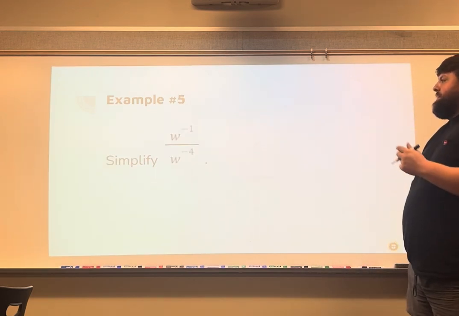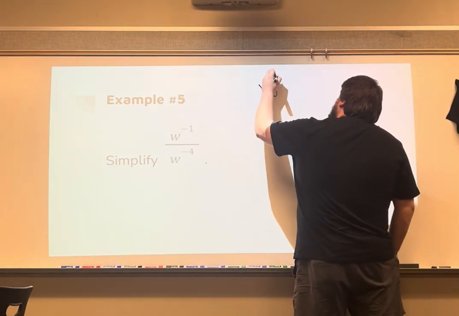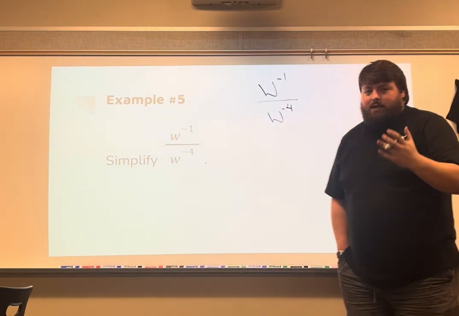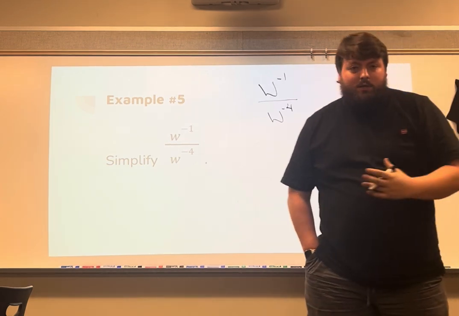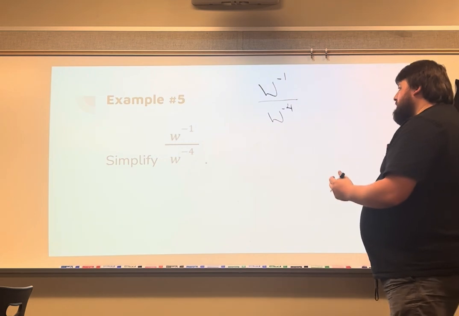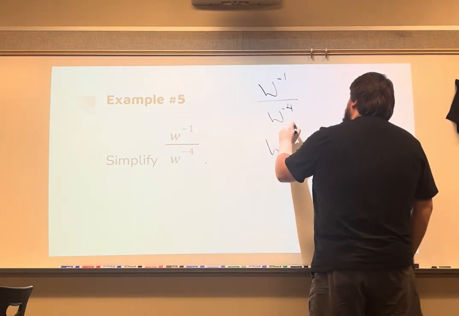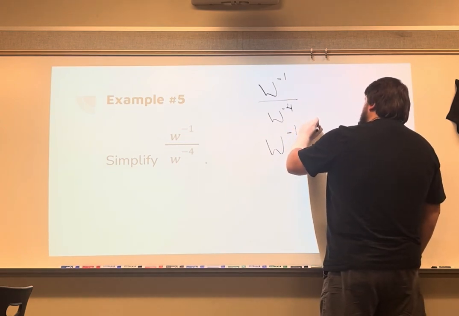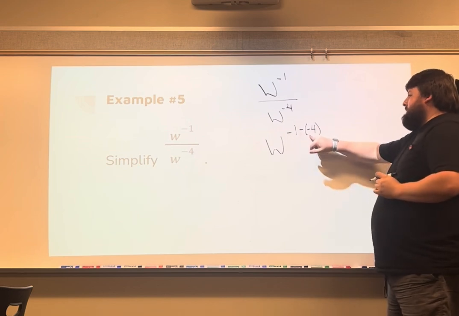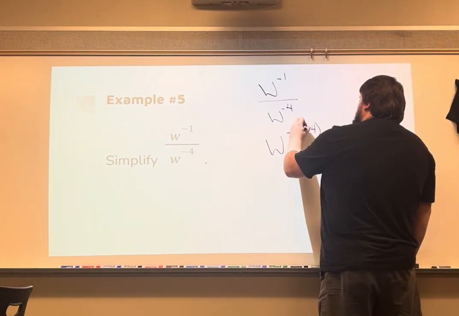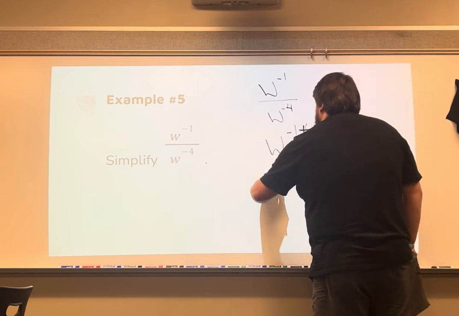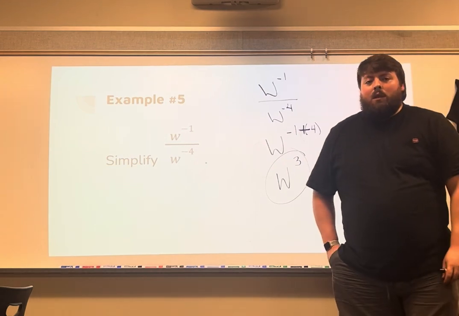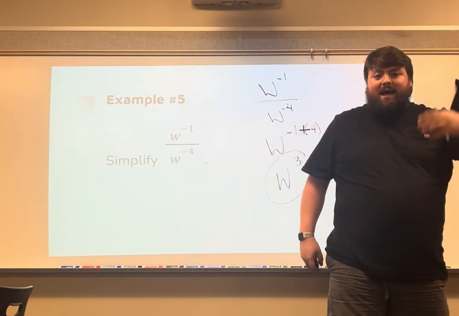Example 5 is w to the negative 1 over w to the negative 4. Once again, do it how you normally would if it wasn't negative. Here we're dividing, so I subtract my exponents. I'll take negative 1 minus negative 4. That minus a negative becomes a plus, so I have negative 1 plus 4, which gives me w to the third. Trust what we've done the past couple sections.